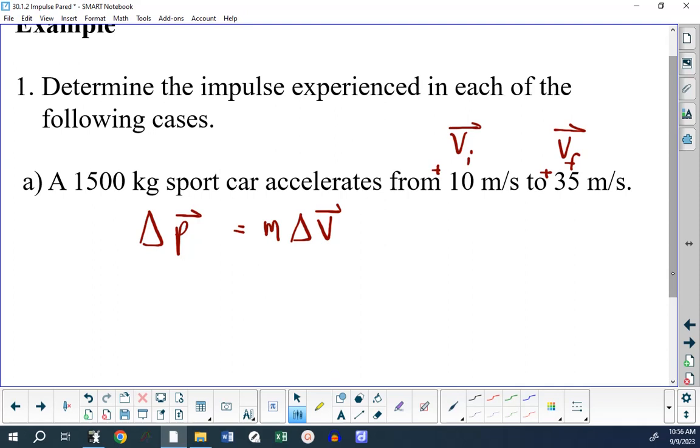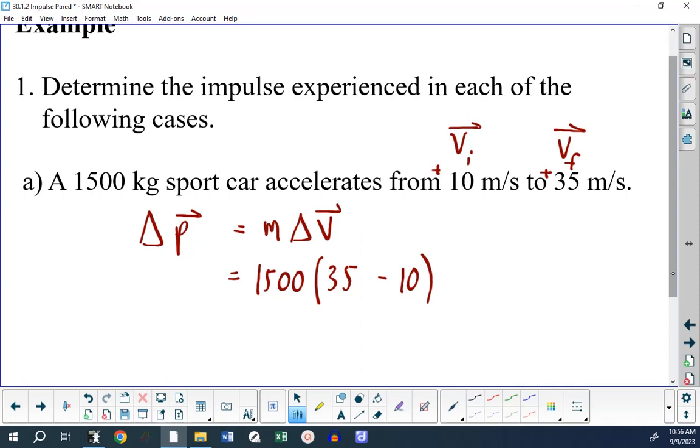So all we're going to do is take the mass of 1,500 kilograms and multiply by the final velocity minus the initial velocity. Once again, when I'm teaching, I just leave out the units, and you can leave them out when you're solving problems, because I think it makes it cleaner and easier to get answers. I know many teachers would disagree with that, but that's fine.